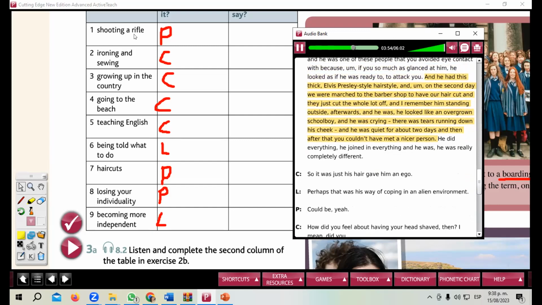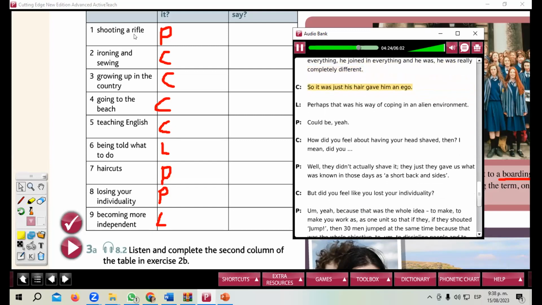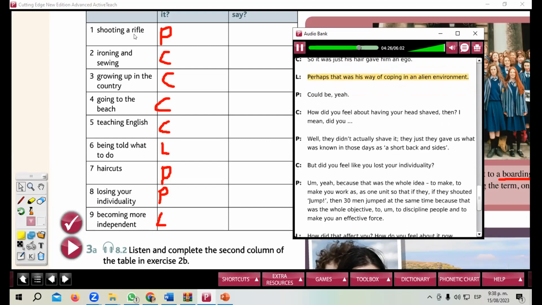And on the second day, we were marched to the barber shop to have a haircut, and they just cut the whole lot off. And I remember him standing outside afterwards, and he looked like an overgrown schoolboy, and he was crying. Tears were running down his cheek, and he was quiet for about 2 days, and then after that you couldn't have met a nicer person. He did everything, he joined in everything, and he was completely different. So it's just his hair gave him an ego. Perhaps that was his way of coping in an alien environment. Could be. Yeah.